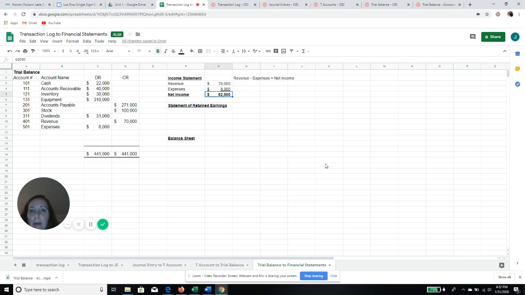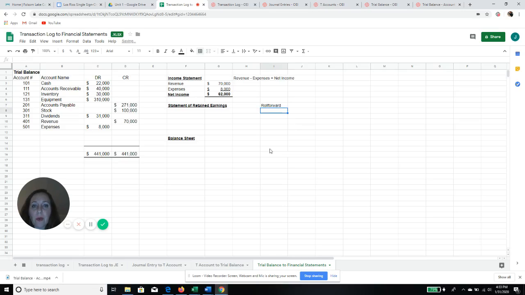Once we are happy with that total, then we're going to put a double underline under it. That tells us that we are done. It's what accountants do. We do a double underline, tells us we're done. All right, the next is our statement of retained earnings. And the statement of retained earnings is a roll forward, like we talked about in one of the previous modules.